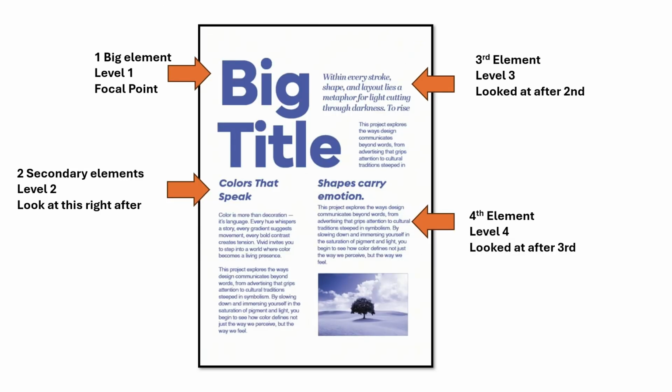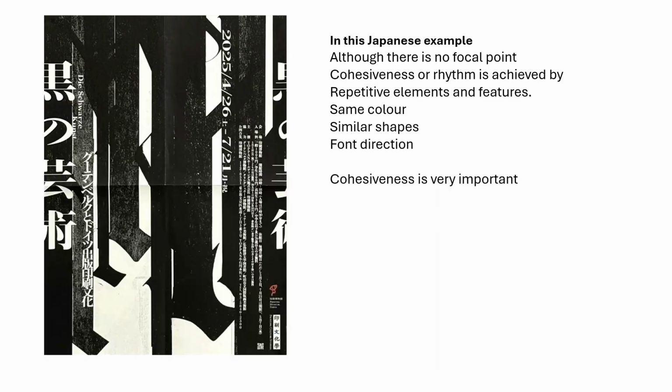So there is one big element at level 1, which is the focal point. Then you've got 2 secondary elements in this example. We'll look at them straight after the first element. Then you've got the third element at level 3, which will be looked at after the second, and so on. You get the idea. So you can see in this example that these elements are supporting each other and they're not competing. They're all working together nicely.